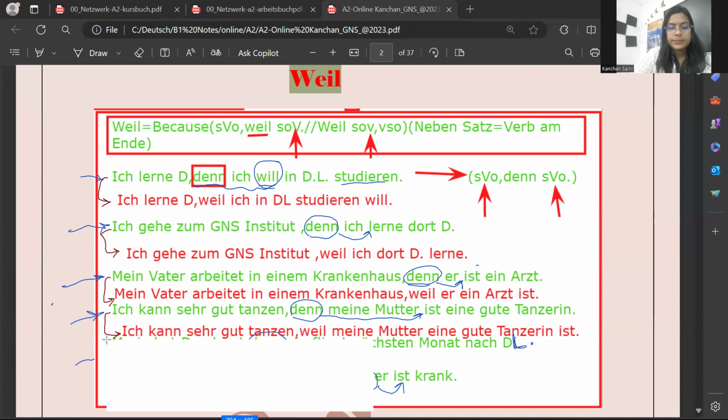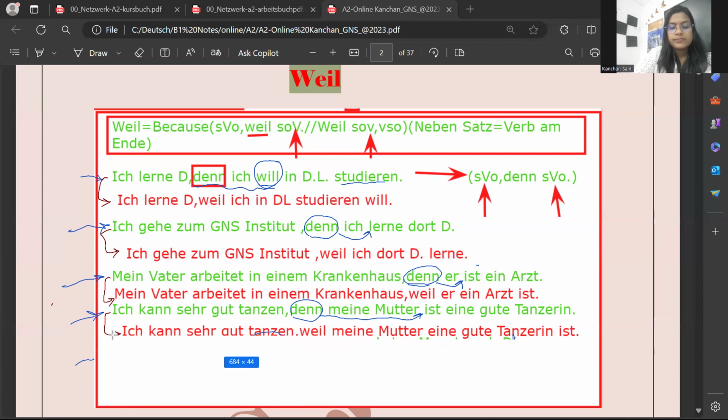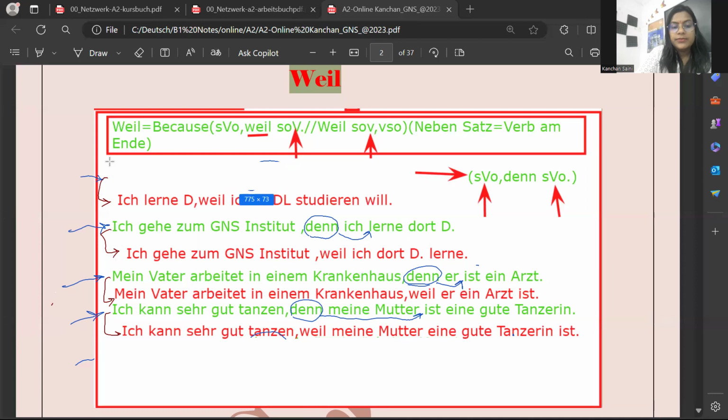Ich lerne Deutsch, weil ich in Deutschland studieren will. Will is last. So here the connector is weil. Because of weil, the verb always goes to the last position. Because of weil, the verb will be shifted to the last position.